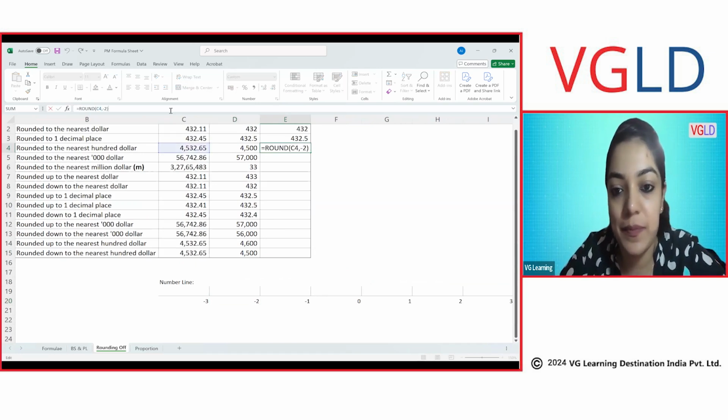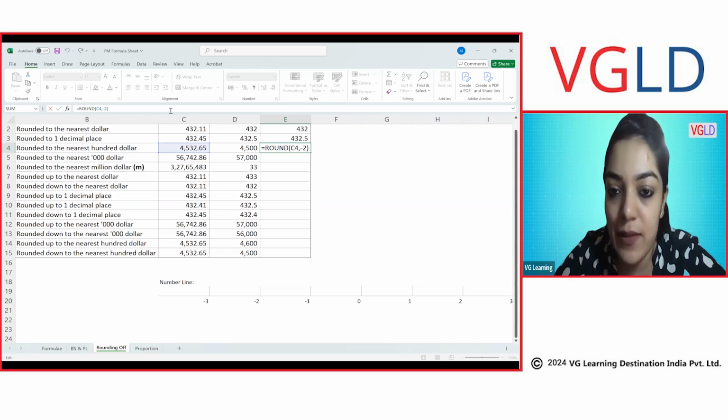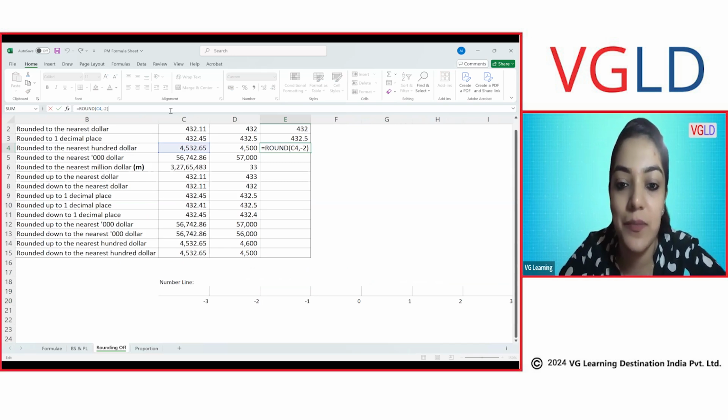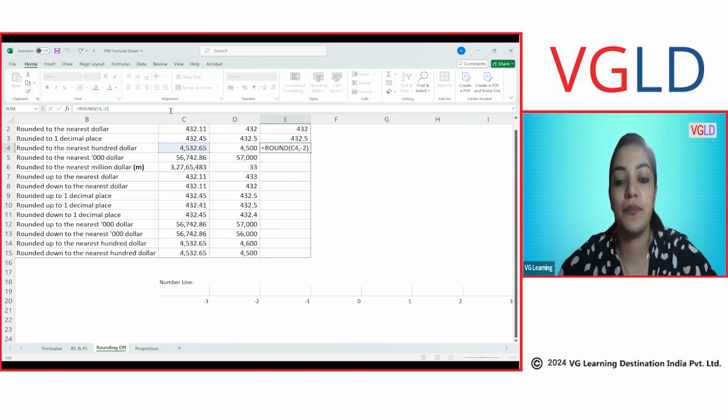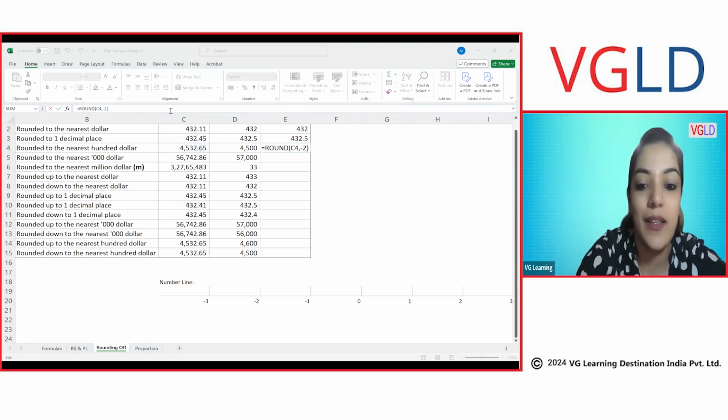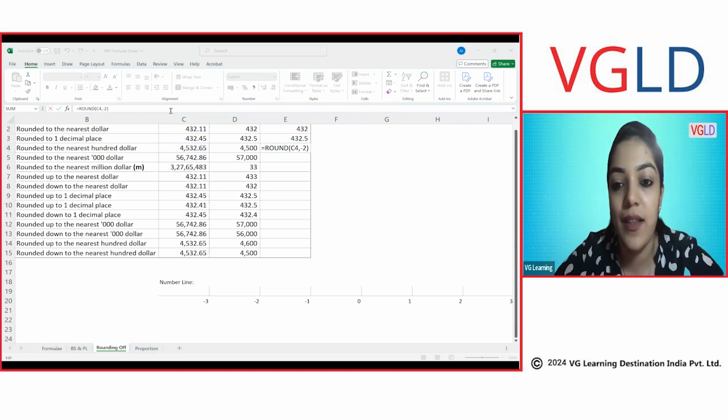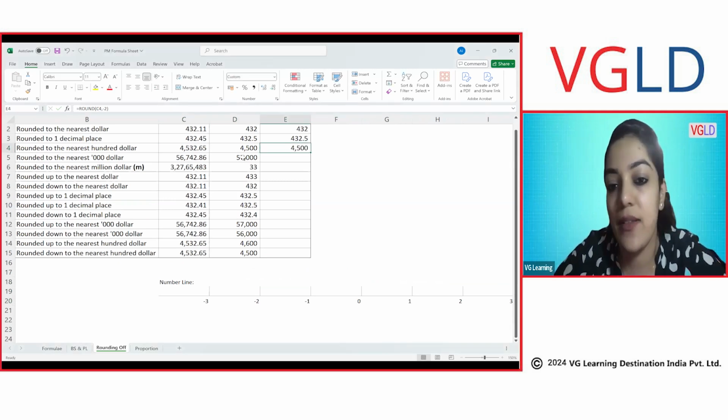Please confirm. Just teaching you how to use this Excel formula. Let me know if you're done. Any doubts? Yes? Perfect. Then you guys try this one.